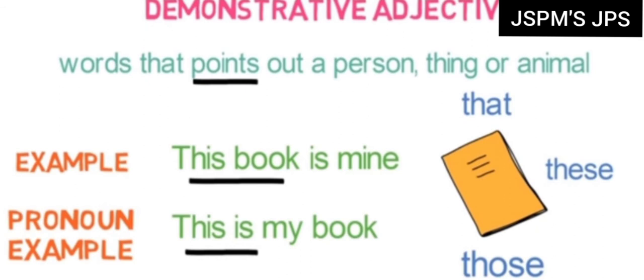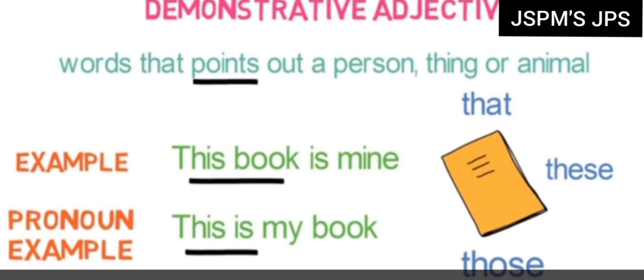So when we say demonstrative adjective, we gave the example, this book is mine. The word this is a demonstrative adjective. We used it with a noun. Book is a noun, so we said this book is mine. Got it? It means we use an adjective with a noun, before the noun.